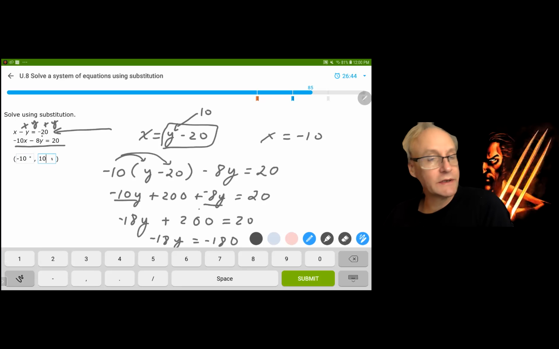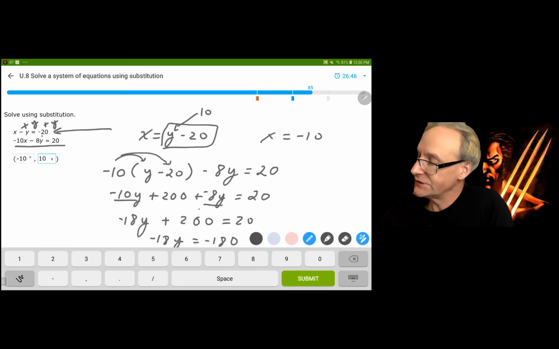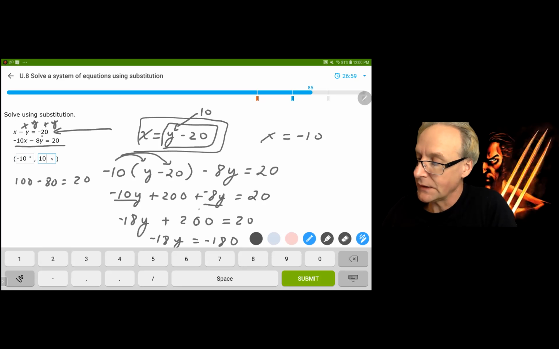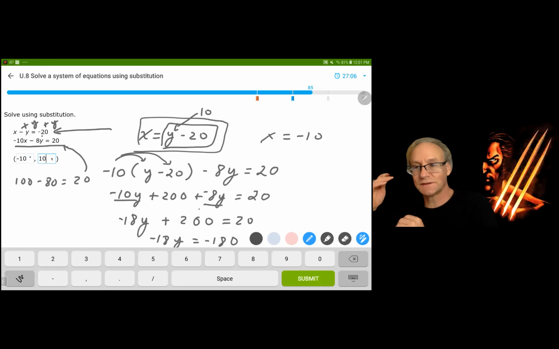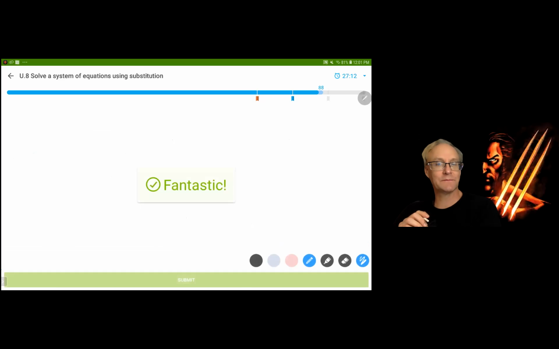Now I know that's going to work in my first equation because I used my first equation to get it. So I'm going to check my second equation. Well, negative 10 times negative 10 is 100, and 10 times negative 8 is negative 80, and that does give me 20. See it right there? I hope it's clear and that you see that that last just 10 seconds worth of effort is well worth it. Substitute it in and make sure you got the right answer, okay?